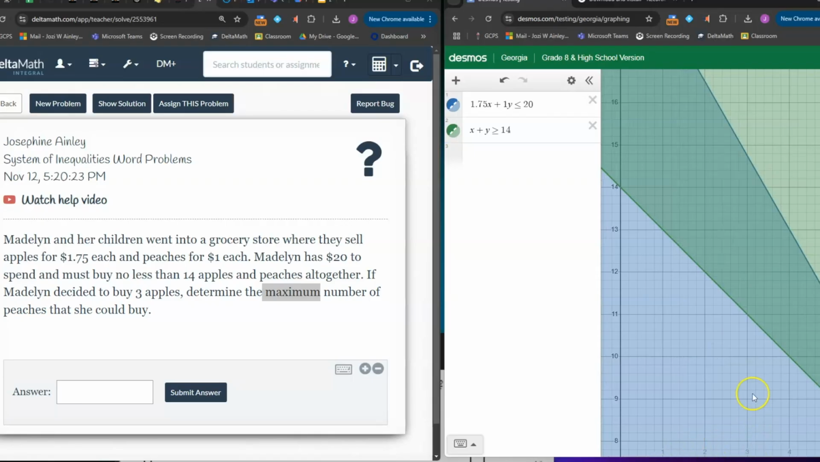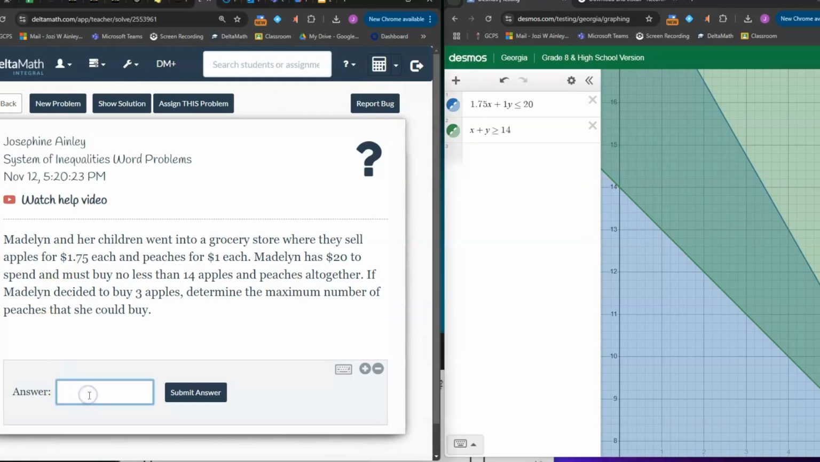So you see 1, 2, 3, here's 3. All right, here I will get 3 apples, 11 peaches. Here I will get 3 apples, 12 peaches. Here I will get 3 apples, 13 peaches. Here I will get 3 apples, 14 peaches. Here I will get 3 apples, but I can't have 14 point whatever peaches. So what is the maximum peach I can have? Right here, 3 and 14.